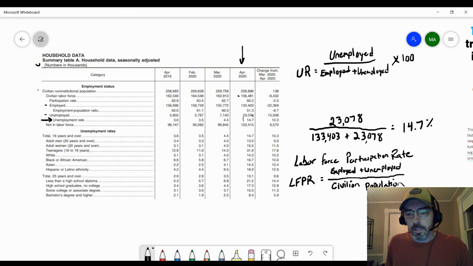I'm not going to have any test or quiz questions that are going to hold you accountable for recognizing that soldiers are not counted in this or people in prison are not. So we'll just call it the civilian population. I think I spelled civilian wrong. Throw a little A in there. All right. Employed plus unemployed divided by the civilian population. So do we have that data here? Sure we do. Employed 133,403. Got that from right there. Plus unemployed 23,078.